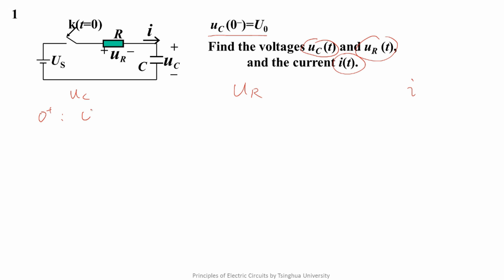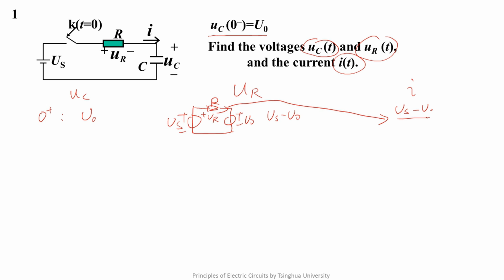UC(0+) equals UC(0-) equals U0. In order to get UR(0+), we need to draw the 0+ equivalent circuit after switching. You can see UR(0+) equals US minus U0, and I(0+) equals (US minus U0) over R.